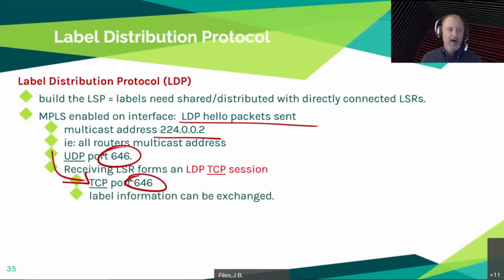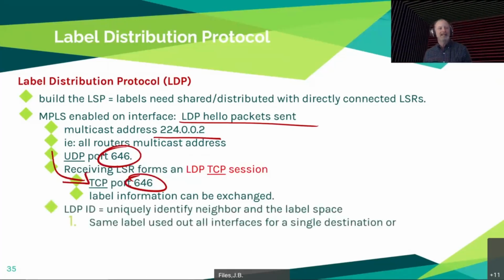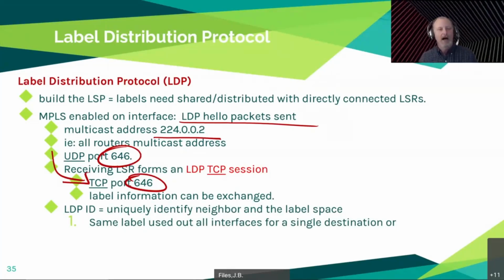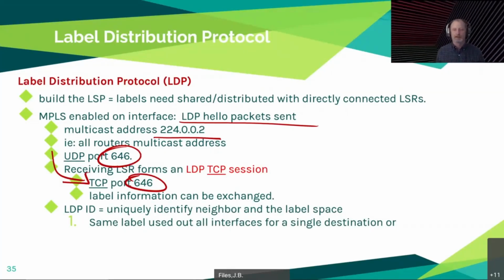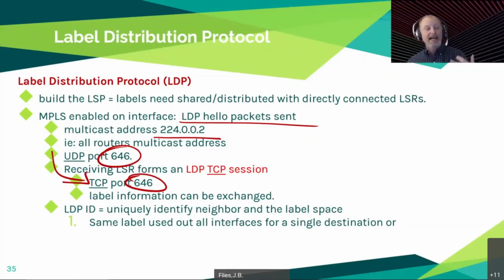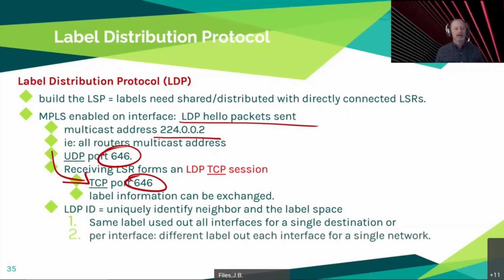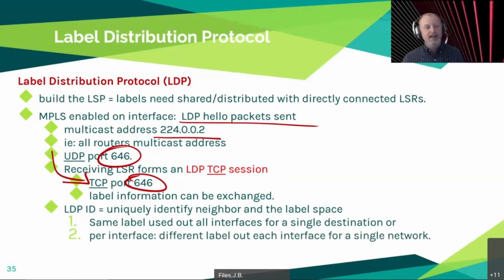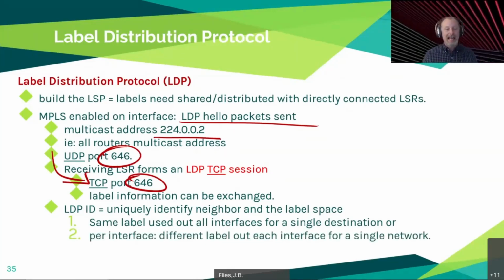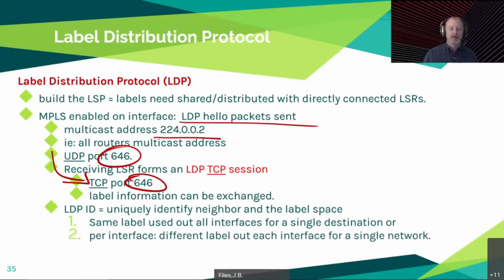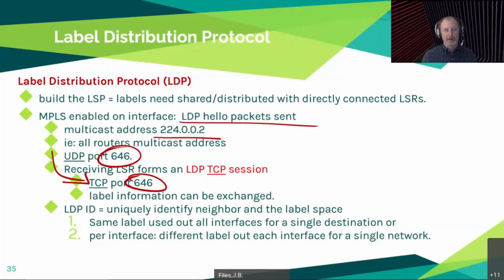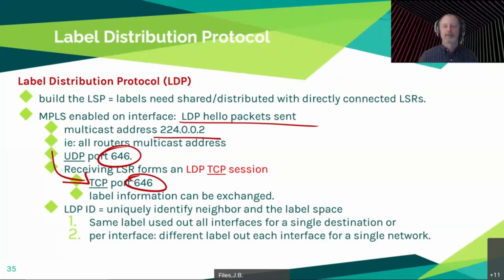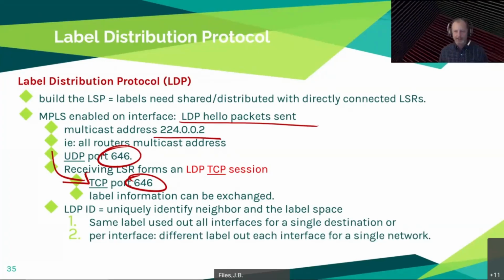Now we have an LDP ID, Label Distribution Protocol ID. That's going to uniquely identify the neighbor. And this ID is per interface. So we're going to send a different label out each interface for a single network. For example, a label for the 10 dot network that we were just talking about. And I'll show you an example of this in just a second.